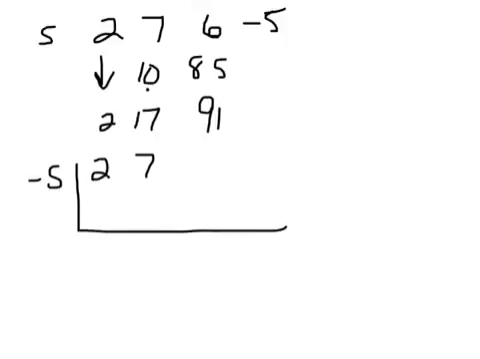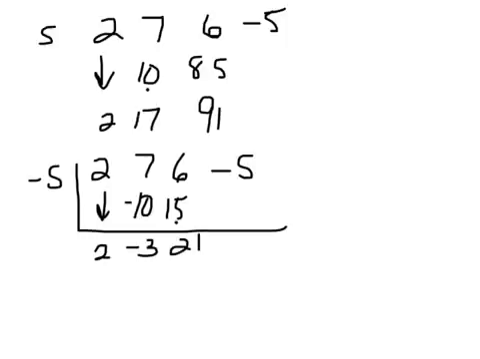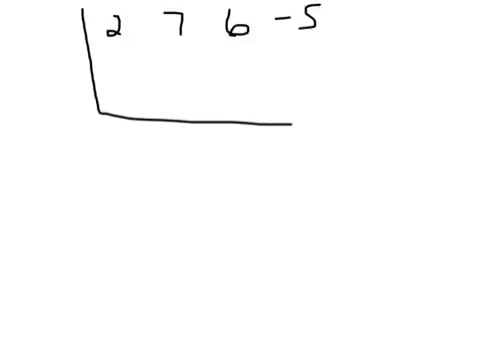Okay, so we write down our coefficients again, and we drop it down. Negative 5 times 2 is negative 10. 7 and negative 10 is negative 3. Negative 5 times negative 3 is positive 15. 6 and 15 is 21. Negative 5 times 21 is negative 105. It didn't work. So this means we're going to have to go to our fractions. If you remember, the fractions we have to try are 1 half and 5 halves. I'm going to go with a half first.